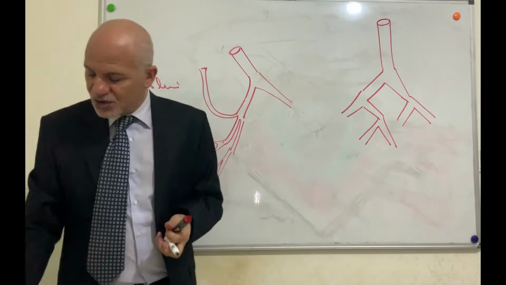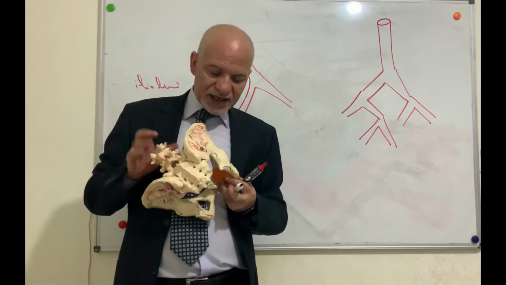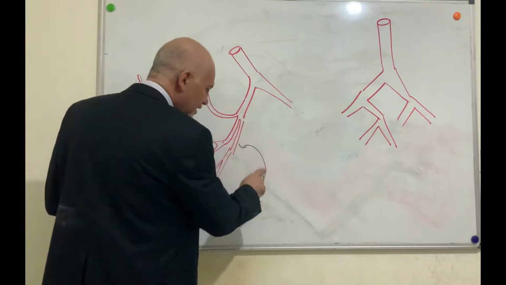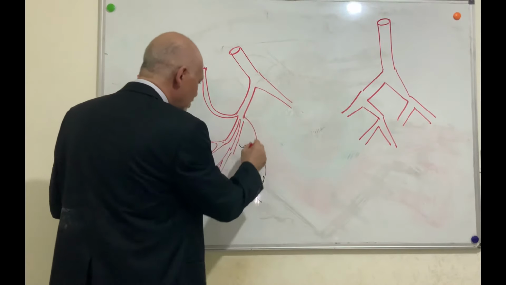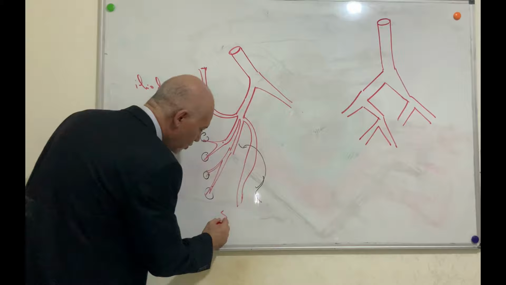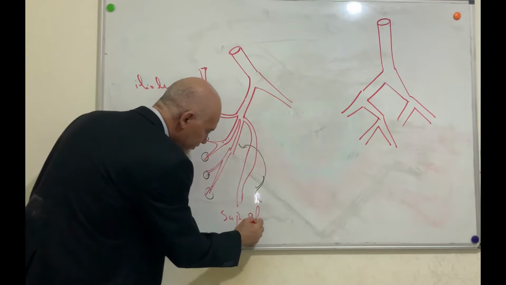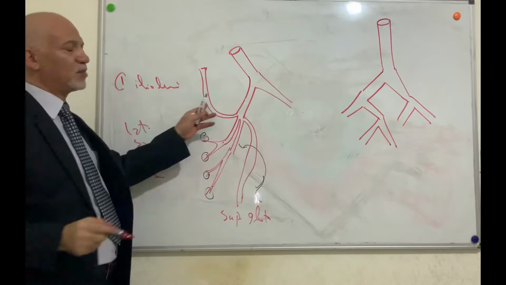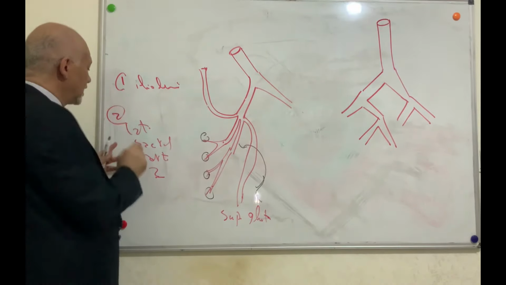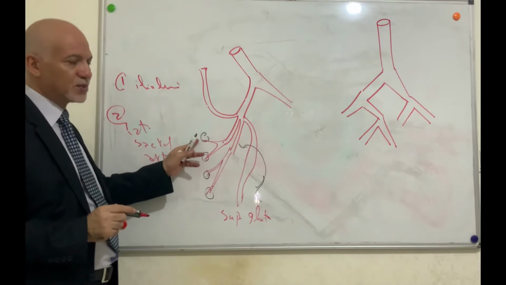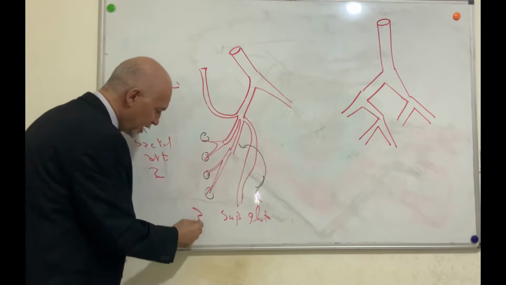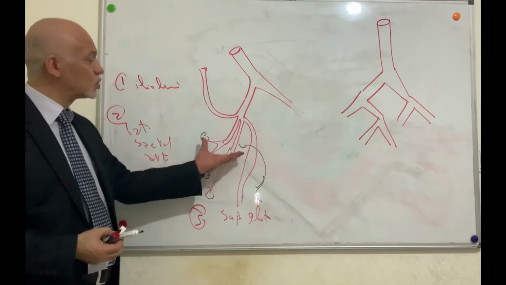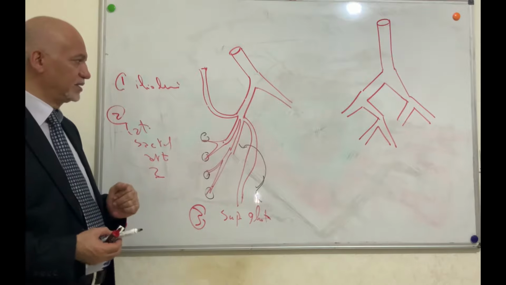The third branch comes out through the greater sciatic notch and is called the superior gluteal. Again, three branches: the first branch iliolumbar, the second lateral sacral, two branches, each divided into two, and the third branch superior gluteal. These are the branches of the posterior division, common in male and female.